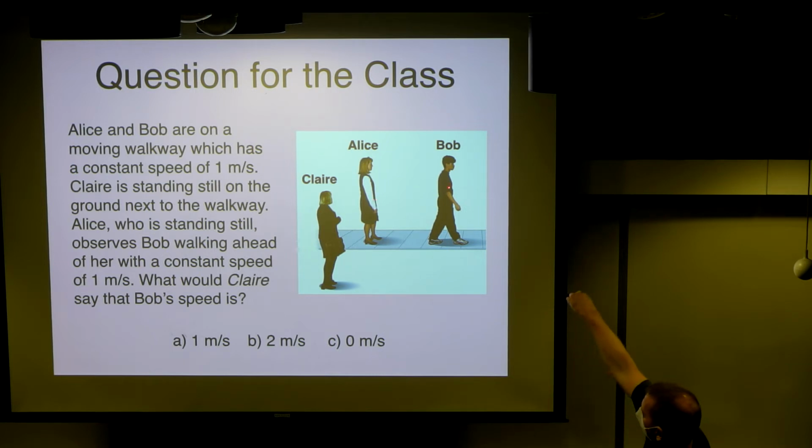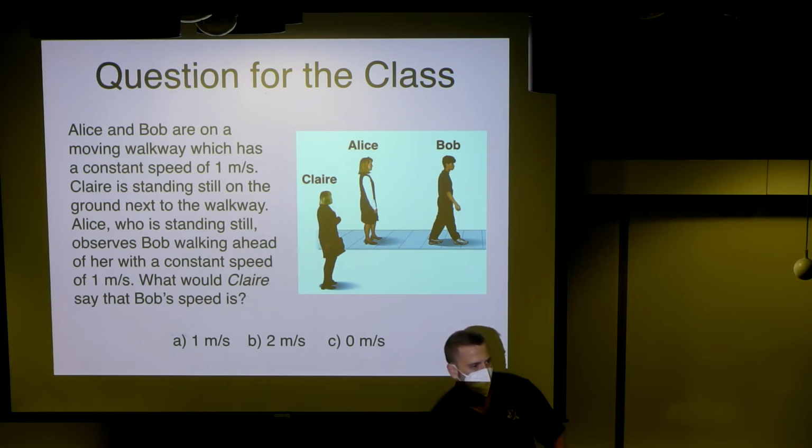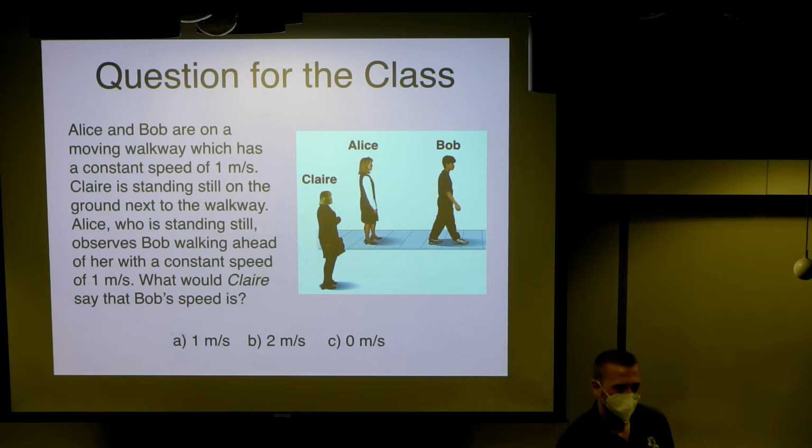Alice, she looks ahead at Bob, and she measures his speed to be 1 meter per second. Okay? So what would Claire say that Bob's speed is? If Claire were to measure Bob's velocity, what would she measure in this case? So think about it, but it should be pretty straightforward, right? What's the answer? So who thinks it's A? B? Everyone. Okay. Good.